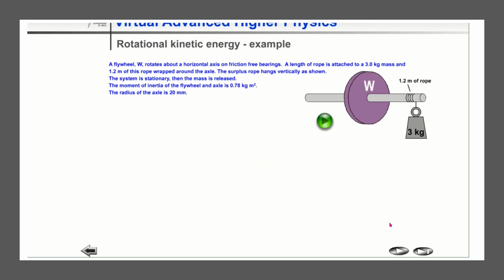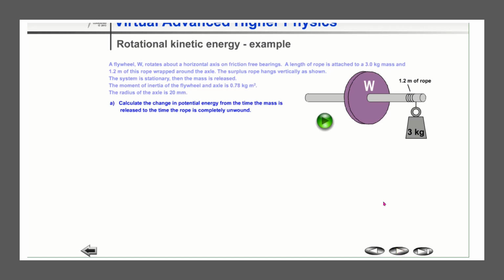Let's have a look at the example problem. A flywheel, W, rotates about a horizontal axis on a friction-free bearing. A length of rope is attached to a 3 kilogram mass, and 1.2 meters of this rope is wrapped around the axle. The surplus rope hangs vertically as shown. The system is stationary, and then the mass is released. The moment of inertia of the flywheel and axle is 0.78 kilograms square meter. The radius of the axle is 20 millimeters.